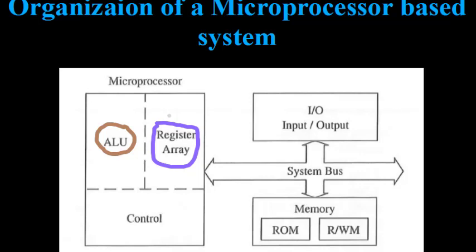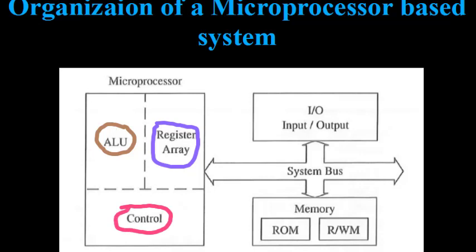So registers are used to store the data, and they are the fastest available memories because they are inside the microprocessor. Then we have the control unit. The control unit is responsible for providing various timing and control operations. So this is the control unit.